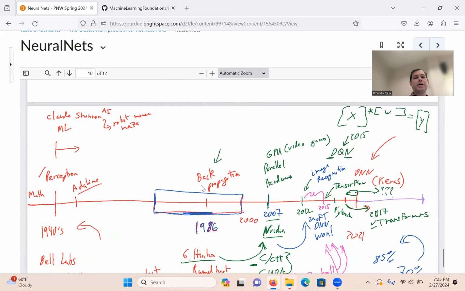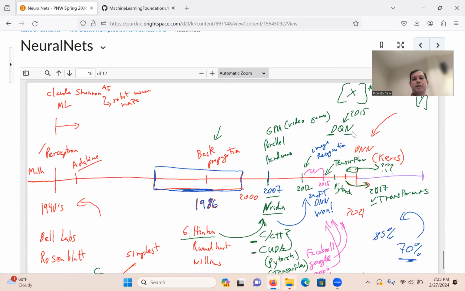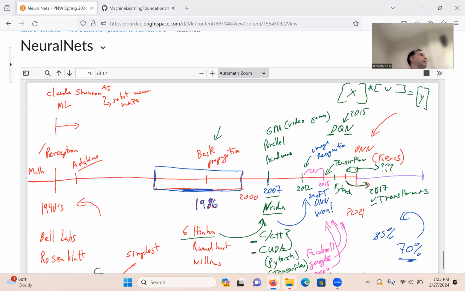All right, so the last thing I want to cover today is the history, and giving it context is actually really important. So this is kind of the history of neural networks.